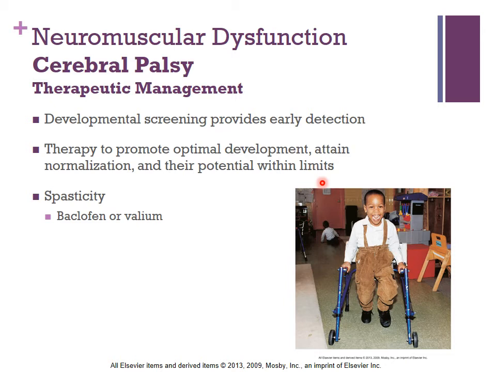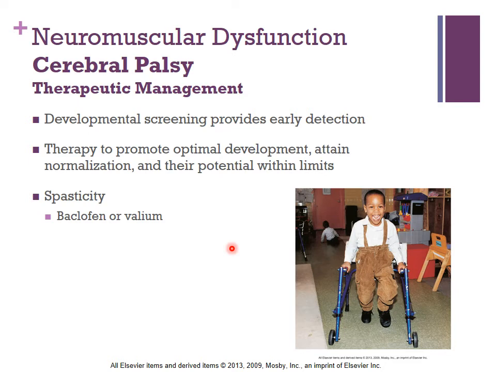Spasticity, as far as treatment for that, you'll see that they'll be on a baclofen pump a lot of times, or they may have Valium. Both of them are antispasmodics. So they may either have a pump, like literally it's an actual pump that they wear, baclofen for antispasmodic, or they'll get doses of Valium to help with any spasms.